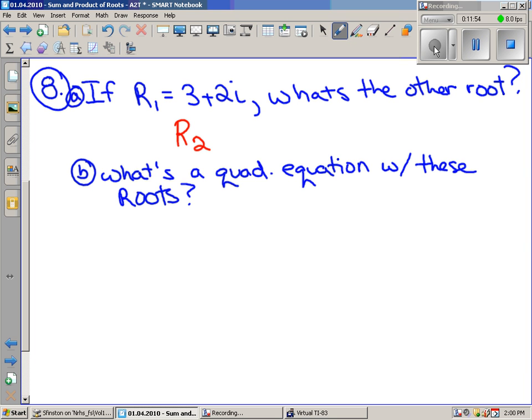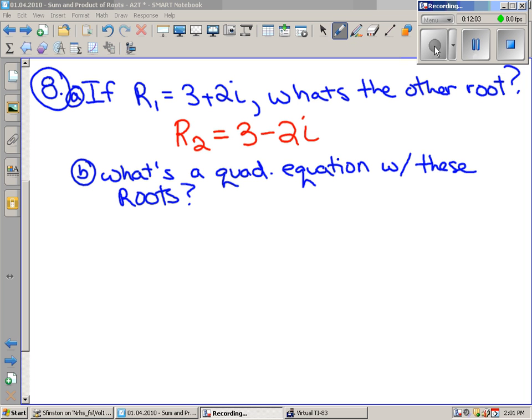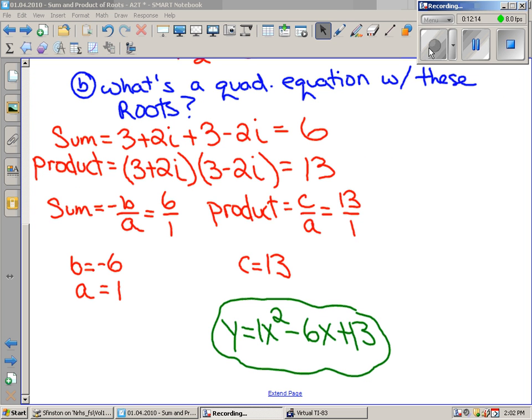So if you know that one of the roots is 3 plus 2i, what's the other root? 3 minus 2i. Very nice. So you automatically know that the other root is just the conjugate of it, and then what are you going to do? What's the equation with these roots? All you do is do the same process we've done throughout this entire period, and let's get it done.